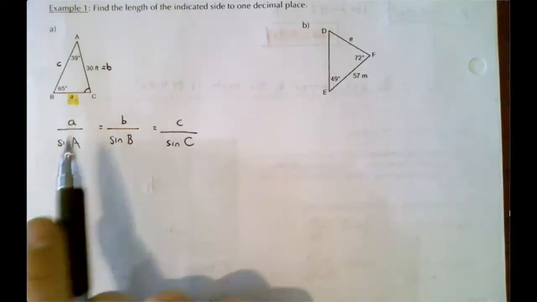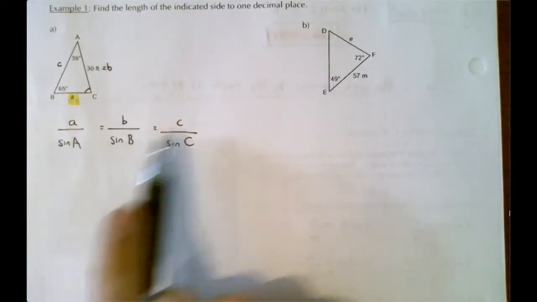Now, when you use the sine law, you don't use all three parts. You just use two. So you could use the A's and the B's, or you could use the B's and the C's, or you could use the A's and the C's. How do you know what you're using? It depends on what you're given.